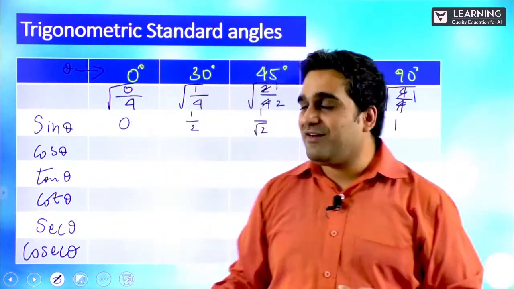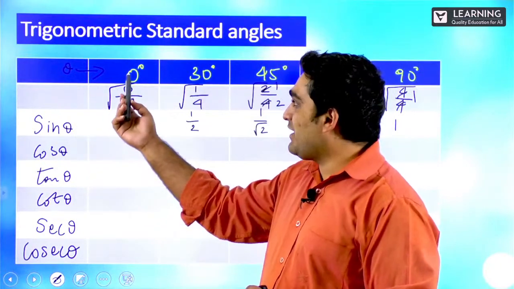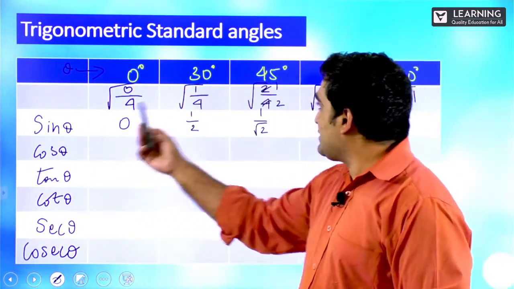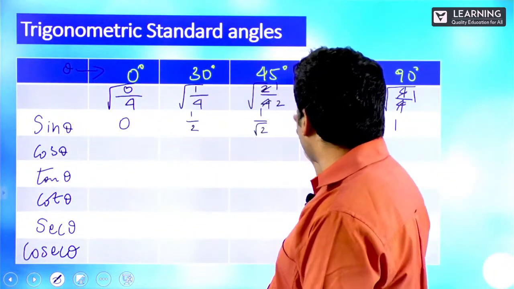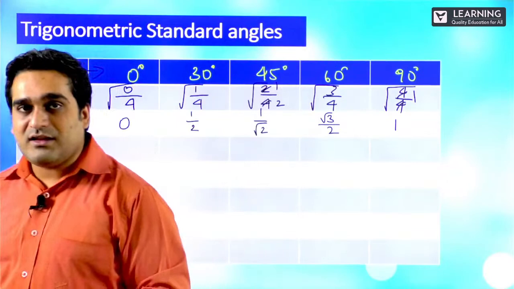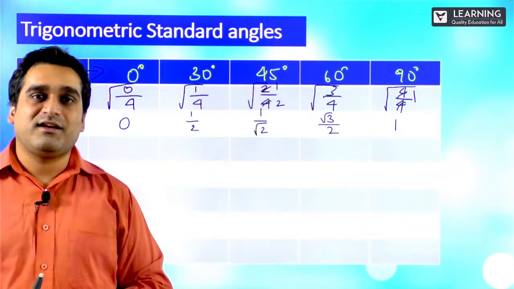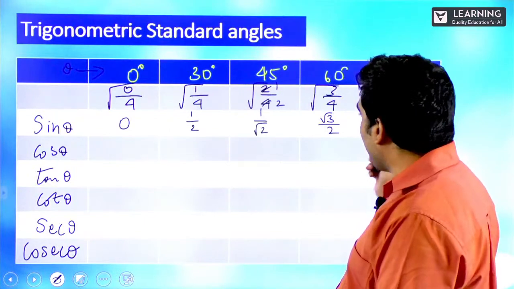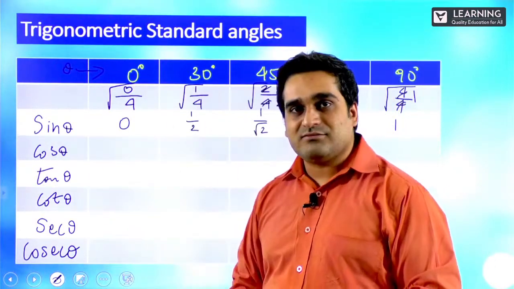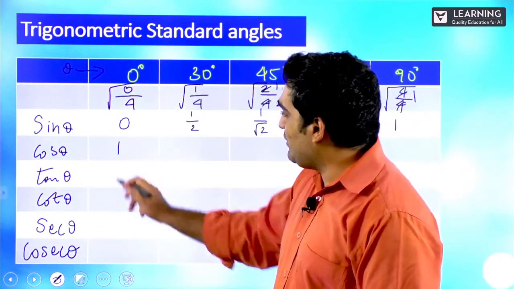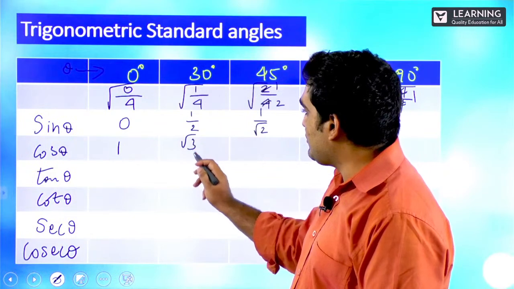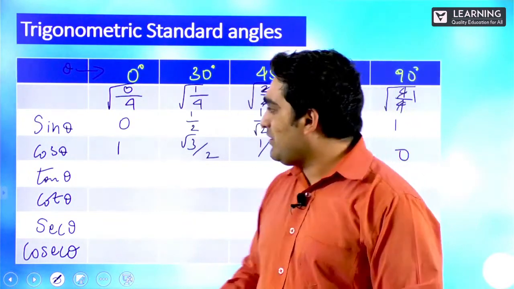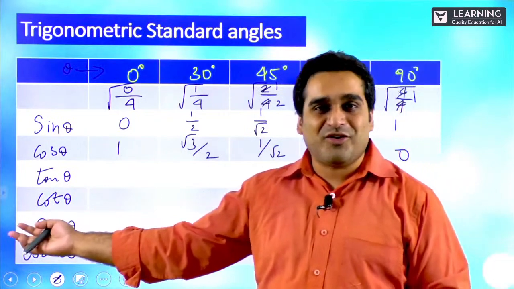Ta-da! We have identified one of the trigonometry ratio values for its standard angles: sine 0 degree is 0, sine 30 degrees is 1 by 2, sine 45 degree is 1 by root 2, sine 60 degree is root 3 by 2, and sine 90 degree is 1. Now let's find it for cos. Cos is a very simple technique. All we need to do is take the values of sine and write them in the reverse order. So yes, we write all the given values in the reverse order. Ta-da! So here you have the values for cos.